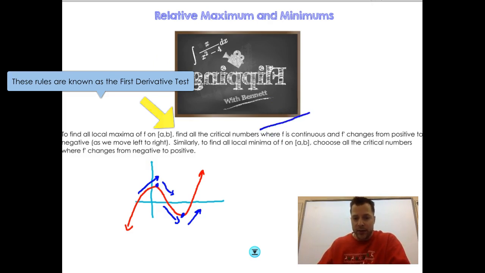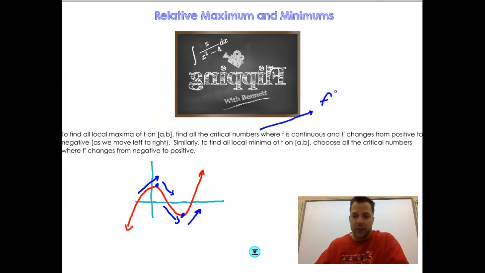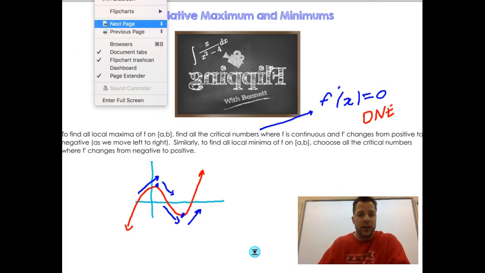Okay, so critical numbers. We've talked about this, they are where f prime of x equals 0, where your slope is 0, or where the derivative does not exist. So it can be either 0 or does not exist. Those are critical numbers. Okay, so that's what we need to look at. So let's go ahead and look at some examples.